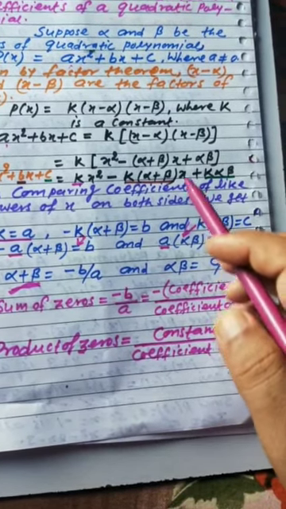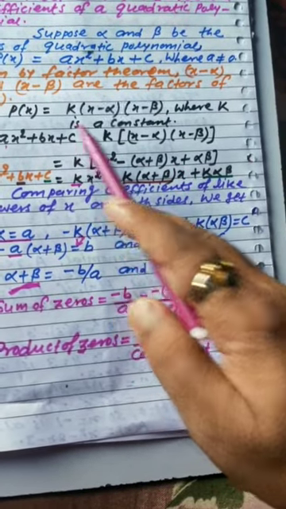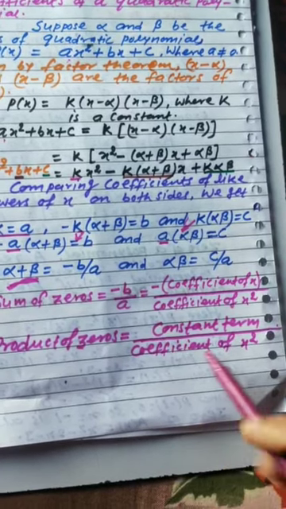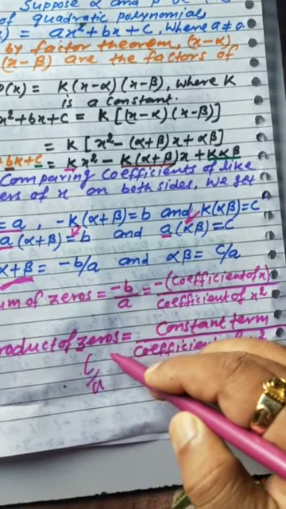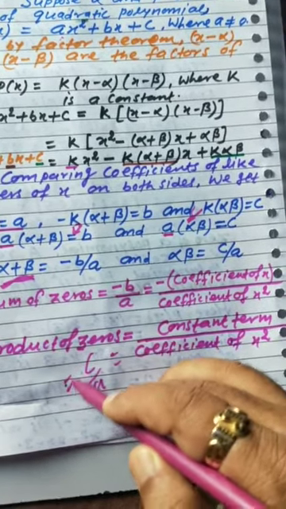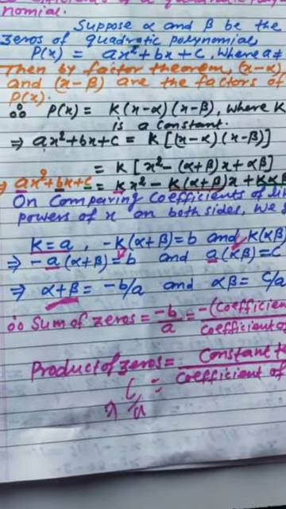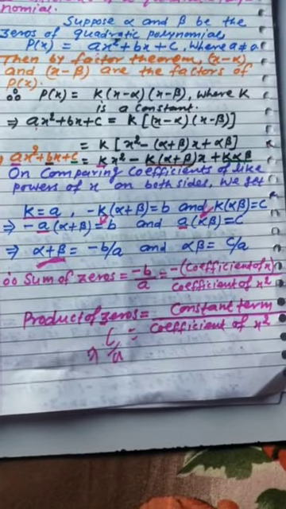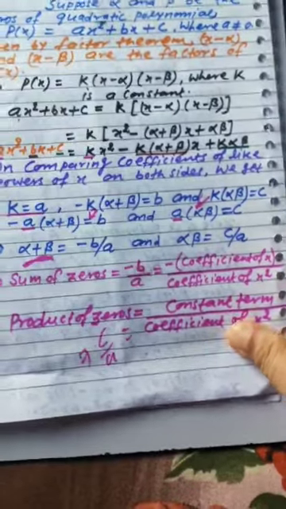What is the constant term? In the polynomial, the constant term is c, so the constant term by the coefficient of x square is equal to c by a. So this is the required relation between the zeros and coefficients of a quadratic polynomial. Now let us see the problems based on it.